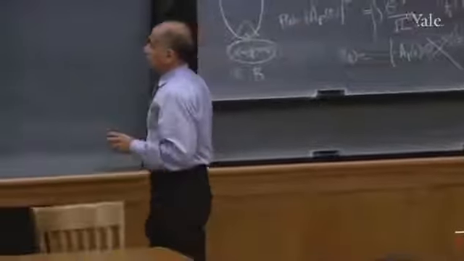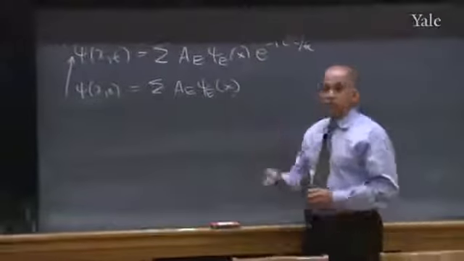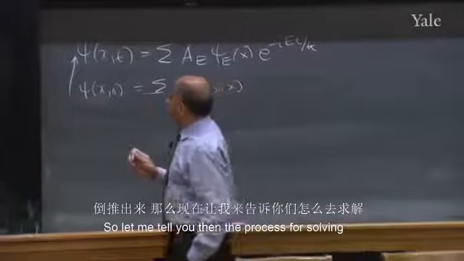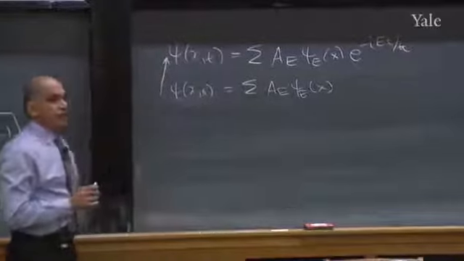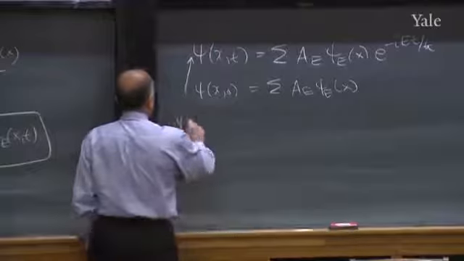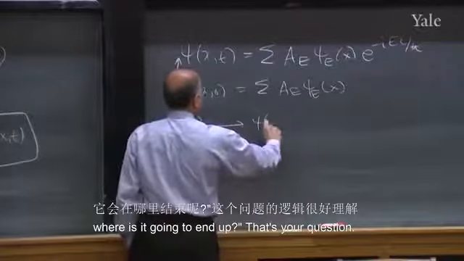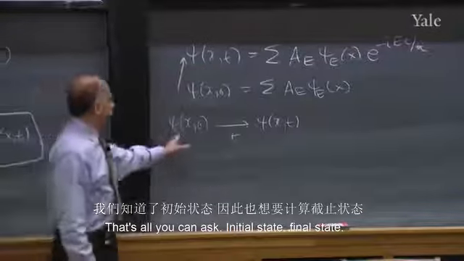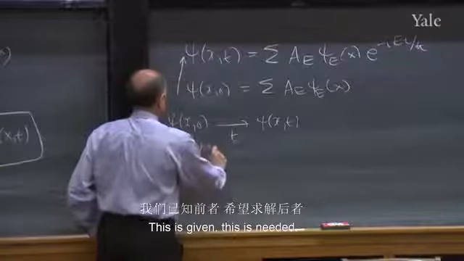So in the world of physicist functions, you can write any initial function in terms of these functions. So let me tell you then the process for solving the Schrodinger equation under any conditions. Are you with me? You come and give me psi of x and 0, and you say, as a function of time, where is it going to end up? That's your question. That's all you can ask. Initial state, final state. This is given. This is needed.